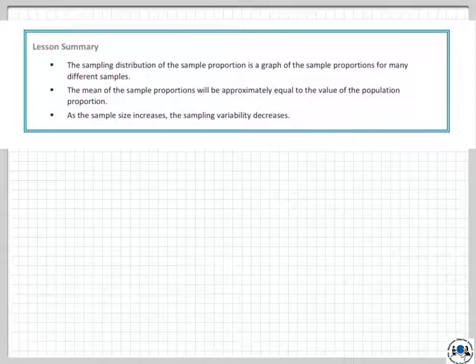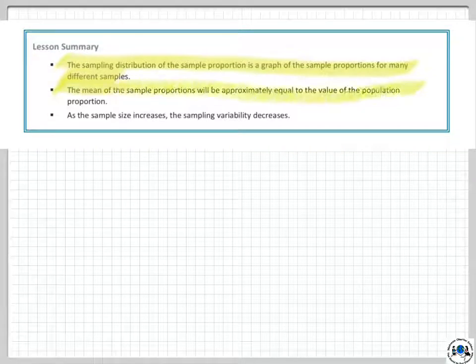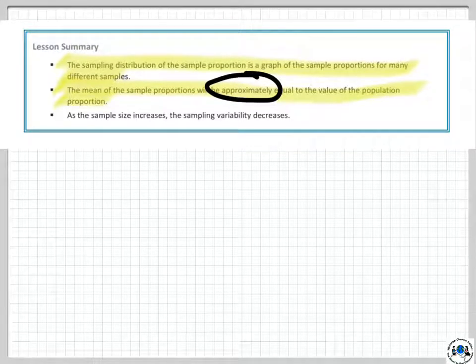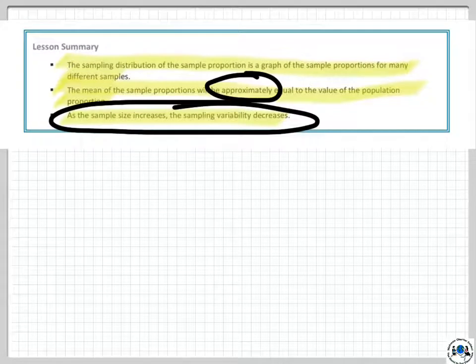Here's our lesson summary. The sampling distribution of the sample proportion is a graph of the sample proportions for many different samples. Okay, that's not any groundbreaking news. The mean of the sample proportions will be approximately equal to the value of the population proportion. As the sample size increases, the sampling variability decreases, and this we have been told a number of times, but important. And again, hopefully some new vocabulary, a new idea or two in this lesson.